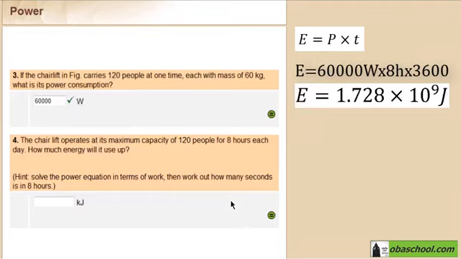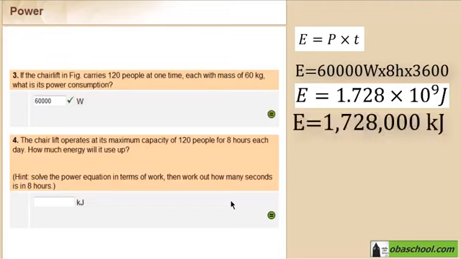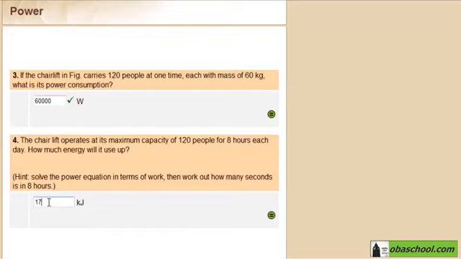Let's convert it into kilojoules by dividing it by 10 to the power 3. Then the answer is 1,728,000. Let's write it: kilojoules. And let's check this answer. Great job!